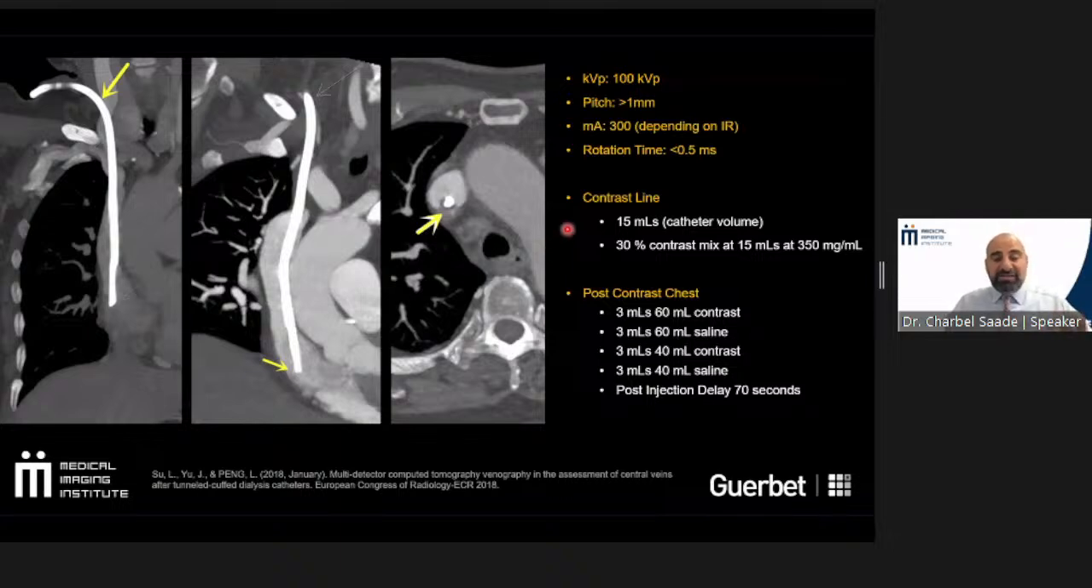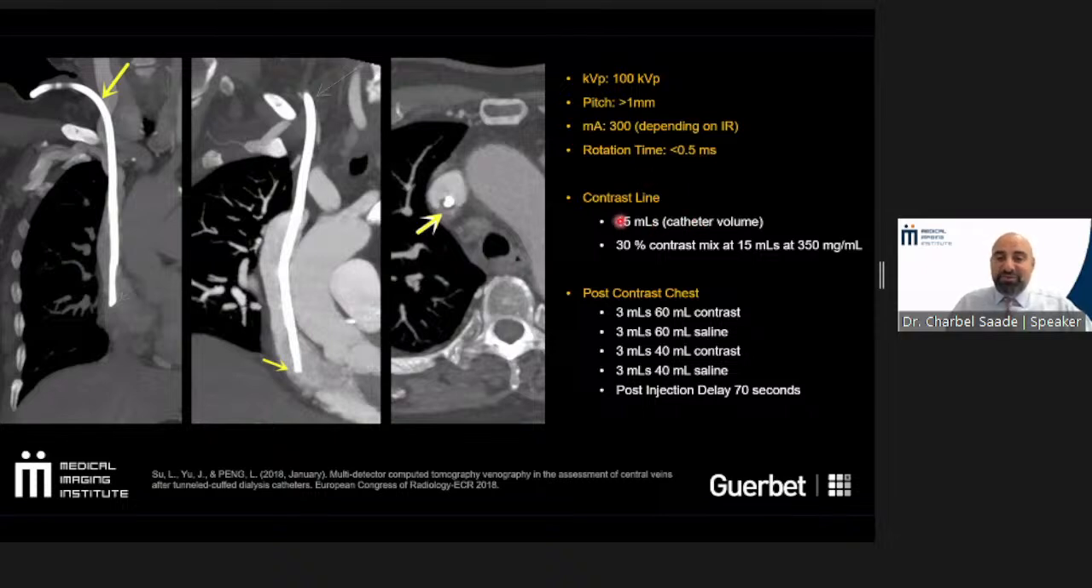And here is another thing. Sometimes they're going to ask you to do a scan just to see the line if it's fractured or not. So here, this was a paper that was actually published at ECR in 2018, where they looked at this protocol, 100 kVp with a pitch of 1.2. The mA, of course, was 300. And again, rotation time was 0.5, or temporal resolution was less than 0.5. Again, the faster, the better.